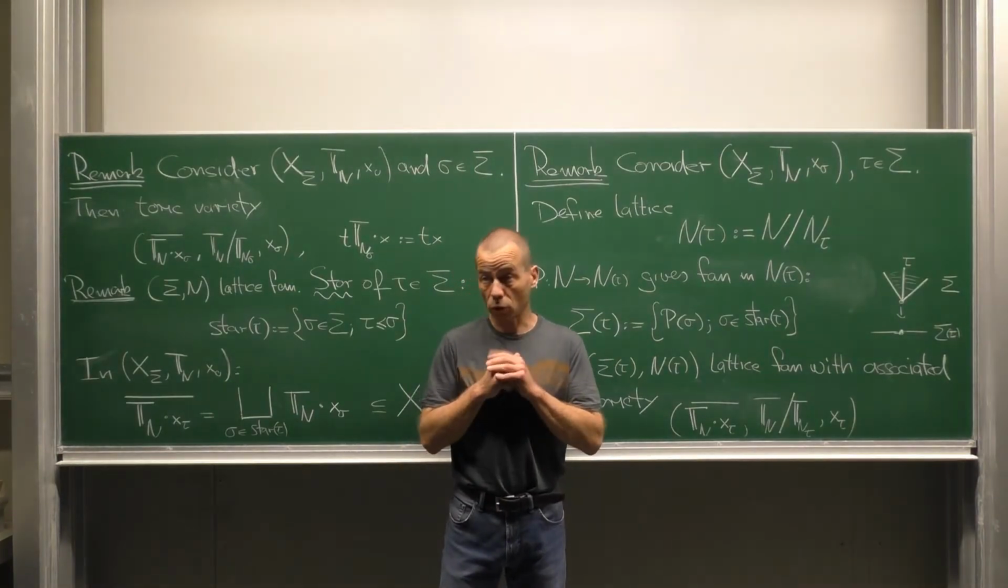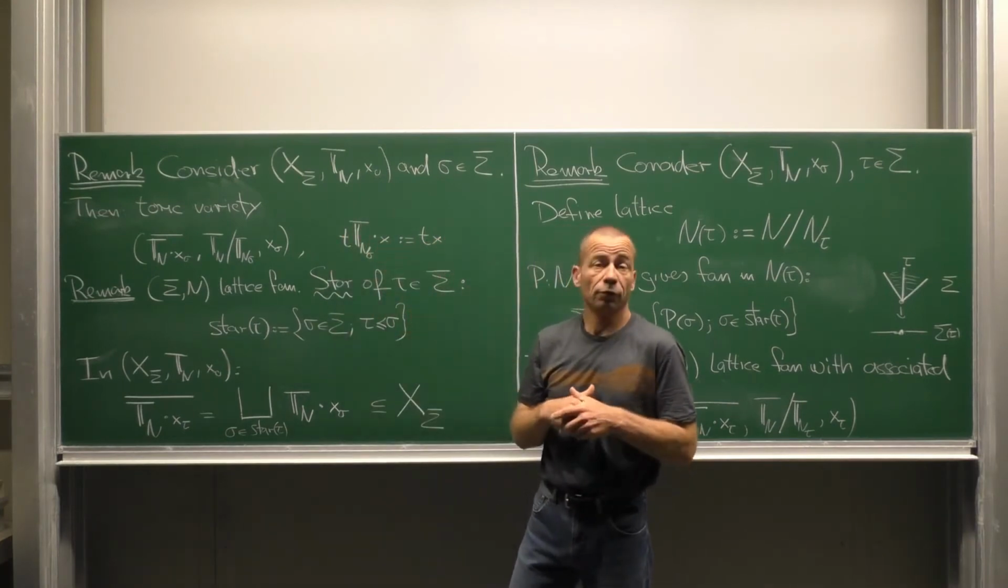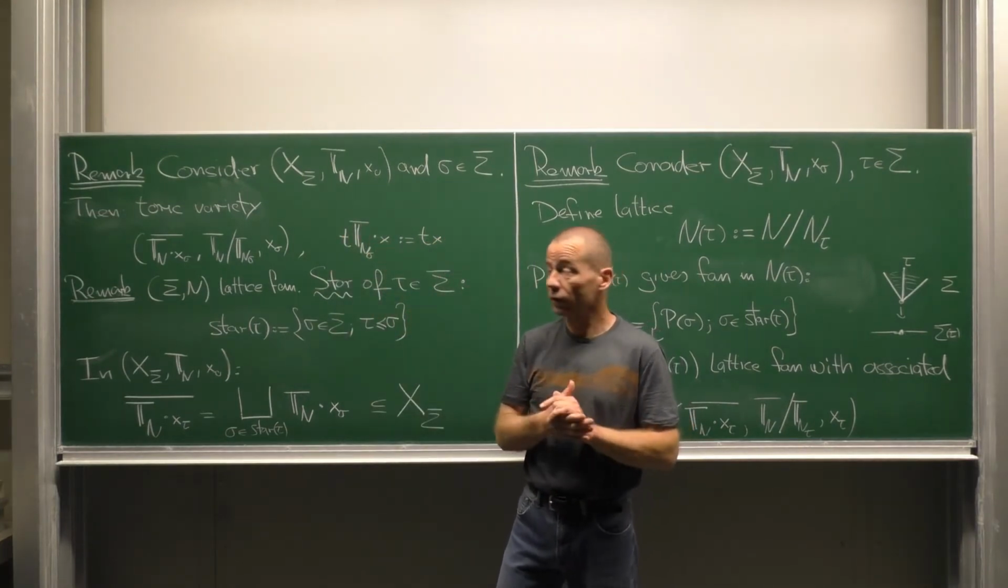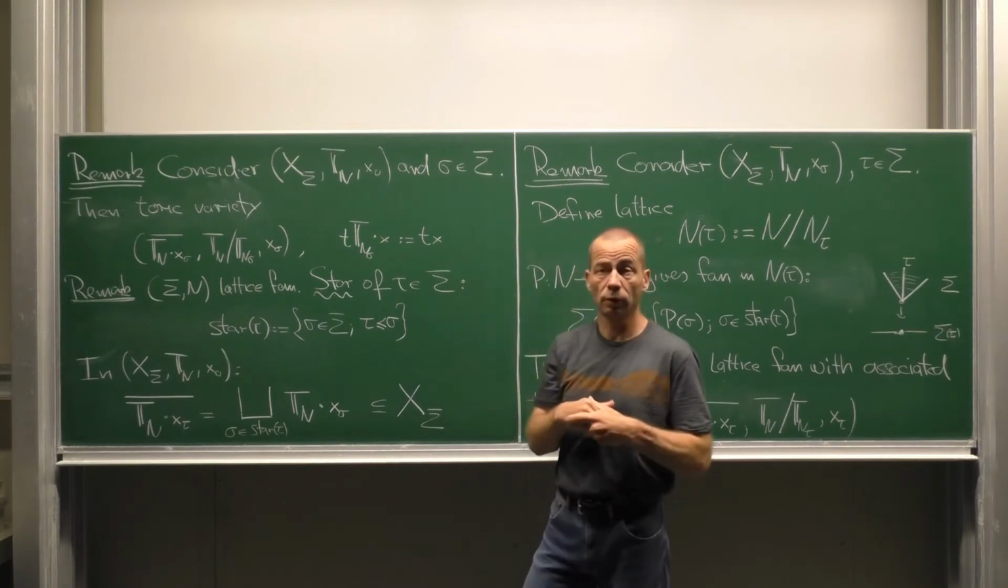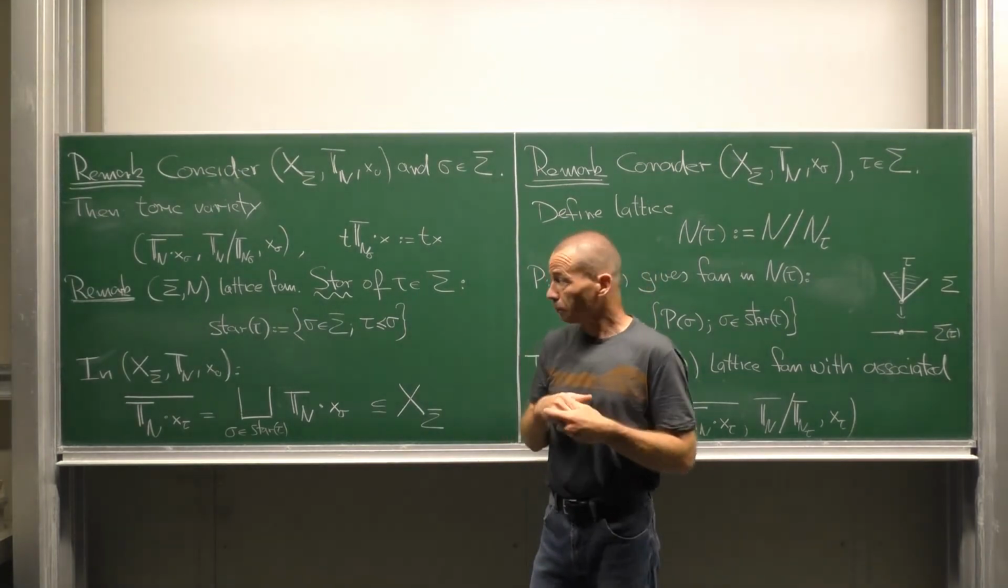Next we look at orbit closures. Consider the toric variety arising from a lattice fan Σ and a cone in Σ.